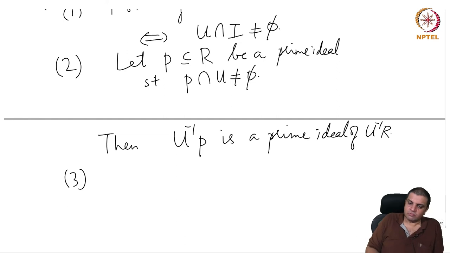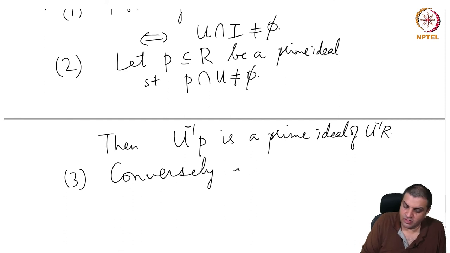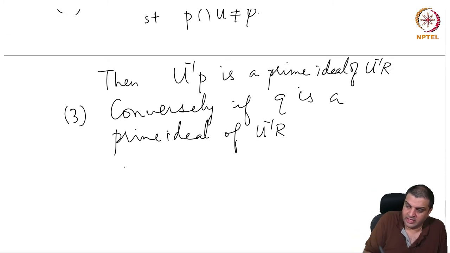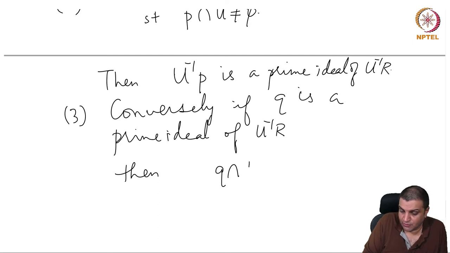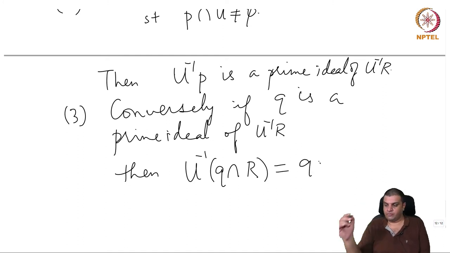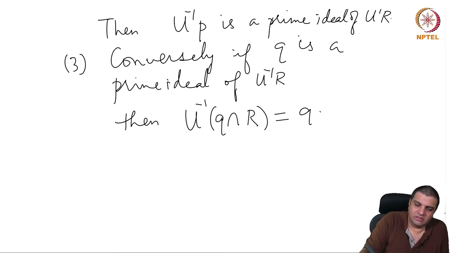Three, conversely: if Q is a prime ideal of U inverse R, then we can look at the contraction of Q to R, which is a prime ideal of R, and then we can extend it to U inverse R. So we get back Q. These are statements that can be proved relatively without difficulty, so the proof is left as an exercise.